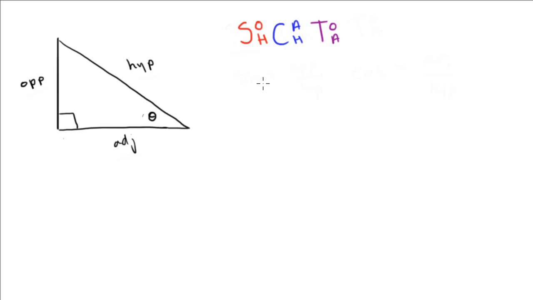So the trigonometric ratios we're looking at right now are SOHCAHTOA, which stands for something, and it refers to the ratios used in a right angle triangle. A right angle triangle means a triangle with a 90-degree angle. So the first relationship we're going to look at is the sine ratio, which states that the sine of the angle equals the opposite over the hypotenuse.